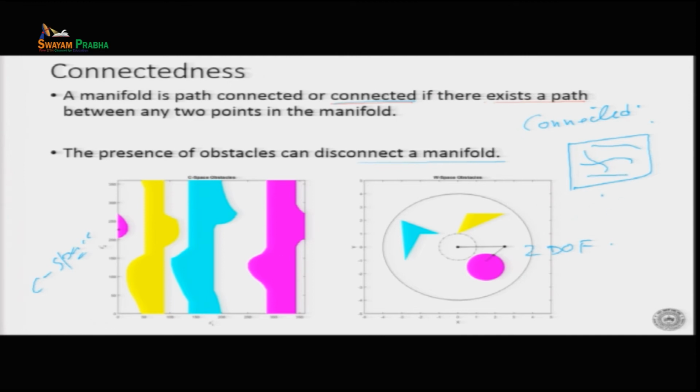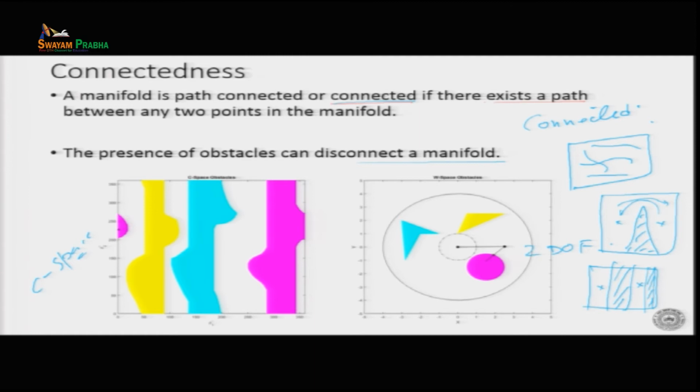Now, the moment I put an obstacle like this, just for example, it is still connected because this part is connected to this part, there is a connection there. But the moment it becomes like this, where I am fully cutting it through with an obstacle, and I have one more obstacle here, this part and this part are not connected anymore. This is the meaning of connectedness.